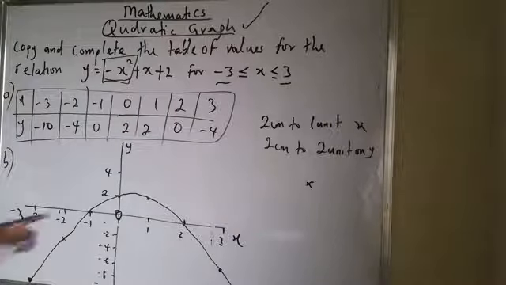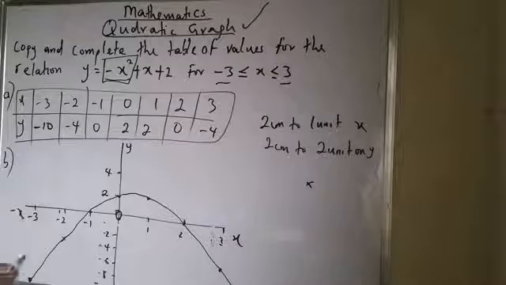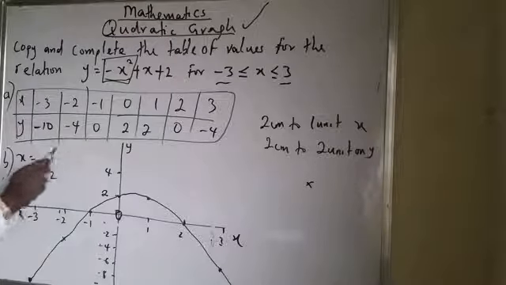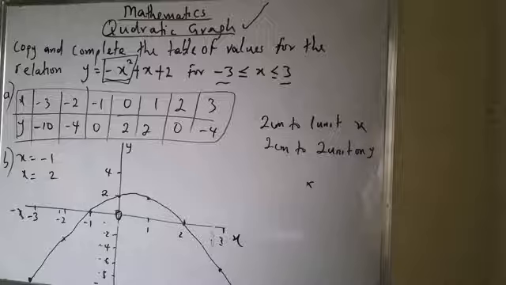By so doing this, I've acquired what? A quadratic graph. What type of graph is this? This is a maximum or positive graph. Now, what are your roots? Roots are what? x equals to -1, and x equals to 2. That's all.